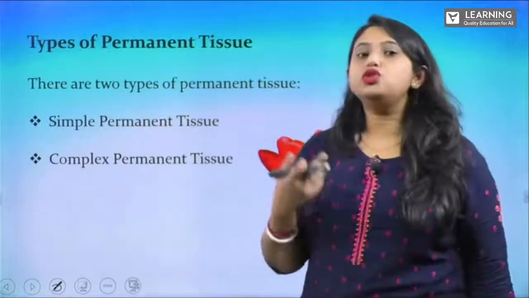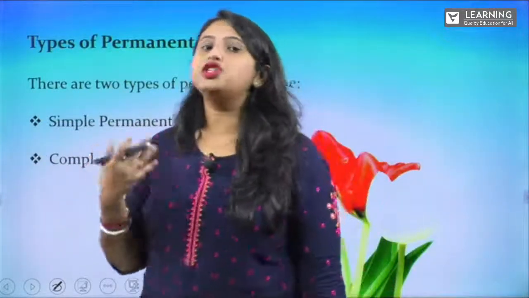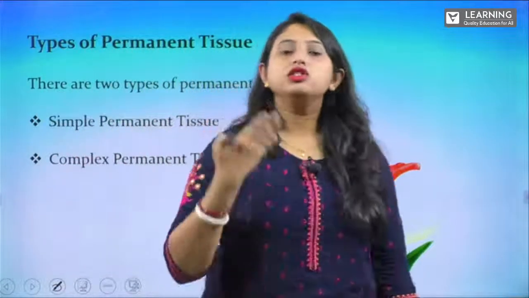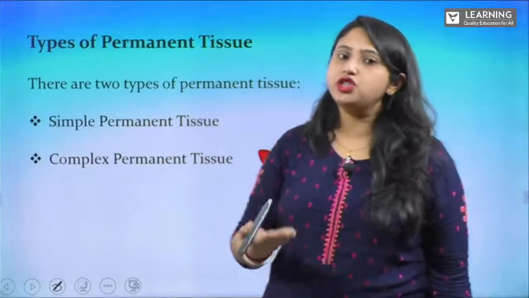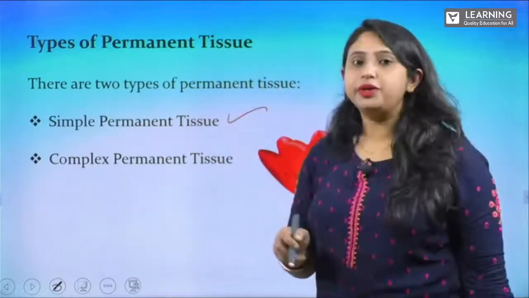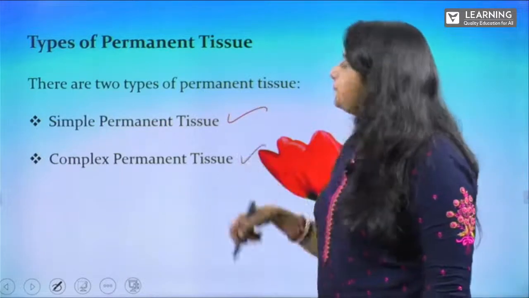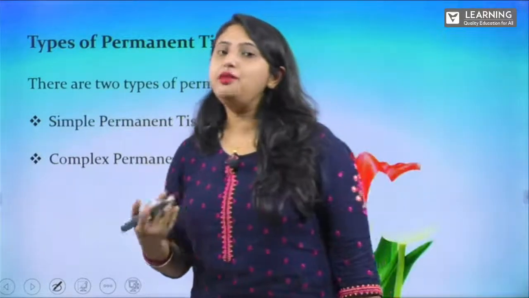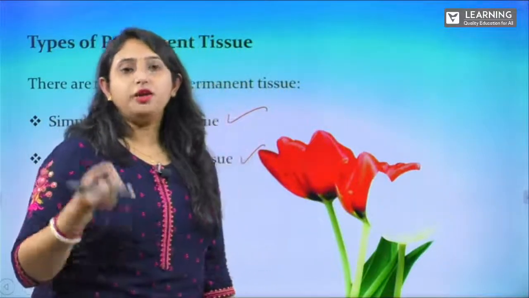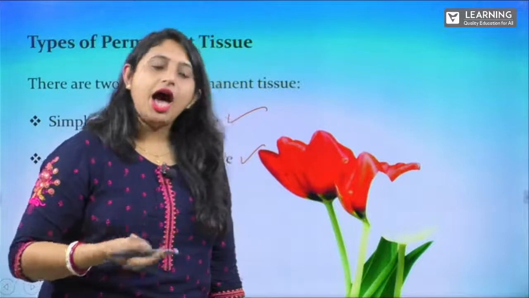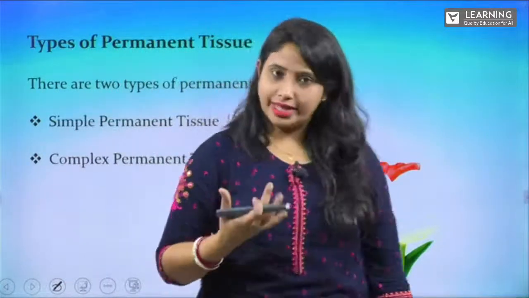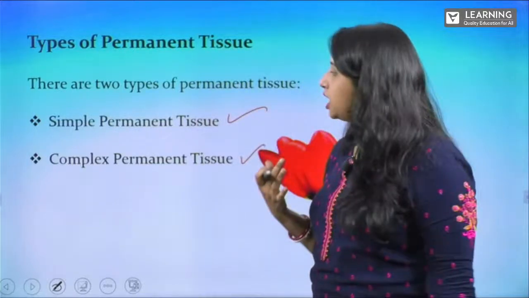So what are the two types of permanent tissue? As there are three types of meristem, there are again two types of permanent tissues. The two types are simple permanent tissue and complex permanent tissue. By the name only you can understand: simple means it is made up of only one type of cell, and complex means it is made up of two or more types of cells. Clear?